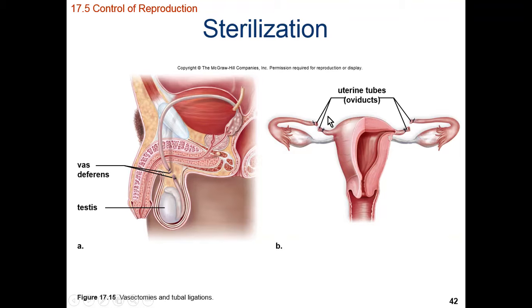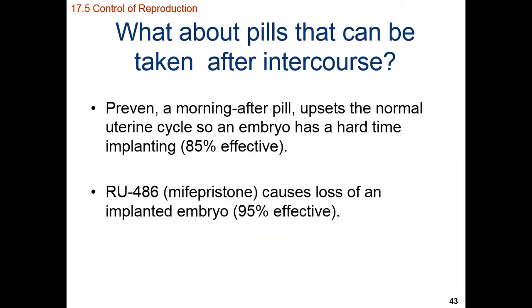And the general guideline is to wait a couple months for the female as well. So even if you just had the surgery done, you still continue using other forms of birth control for up to 6 months, just to make sure there are no lingering gametes in the reproductive tract.